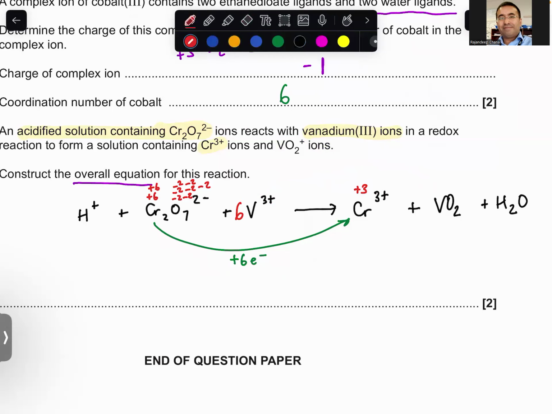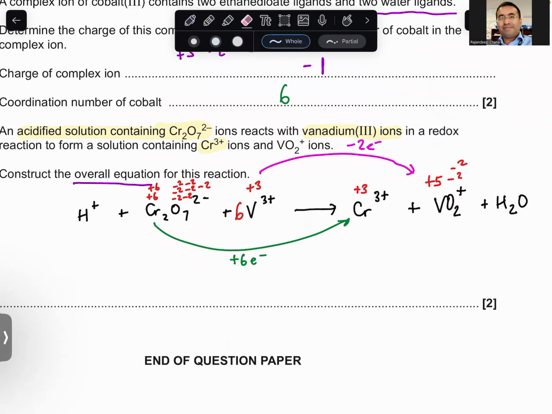You see, the VO2 has a +1 charge. That means each oxygen, if it's -2, that's -4. Vanadium must be +5. +5 -4, yeah, gives you +1. So here, from +3 to +5, vanadium is losing 2 electrons. That makes a bit more sense.